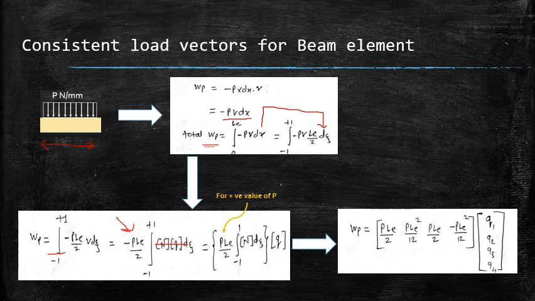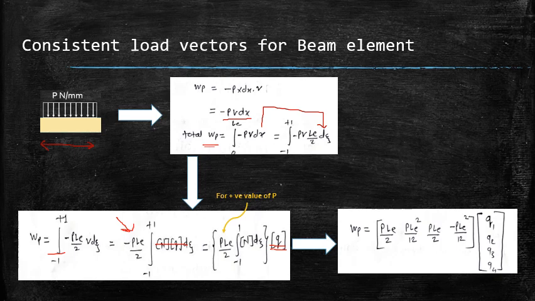So again q has to be taken outside because it is the nodal displacement vector, so I will take it outside the integral, and this work potential becomes P Le by 2 in integral from -1 to +1 n d zeta, where n is nothing but a row matrix, n1, n2, n3, n4, and this q is a column vector v1, theta 1, v2, theta 2.